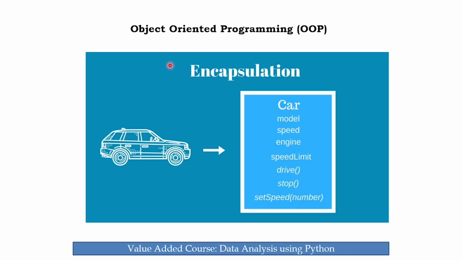See here, as an example, I have a car. This is encapsulated with members and methods. The car class has members like model, speed, engine, speed limit. These are the members, and it has methods like drive, stop, and set speed. So they are combined into one unit. This combination of members and methods is called encapsulation.